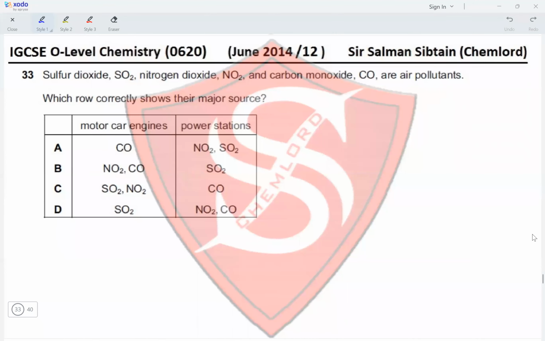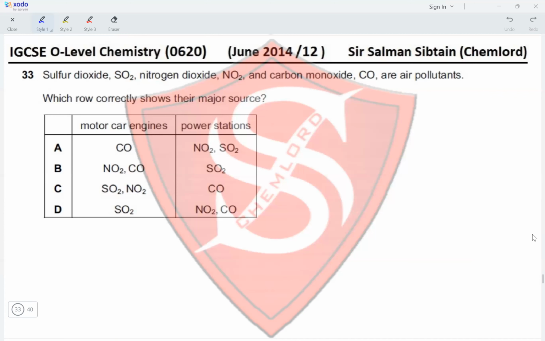Question 33. Sulfur dioxide, nitrogen dioxide, and carbon monoxide are air pollutants. Which row correctly shows their major source? So motor car engines, the major source for nitrogen dioxide, because nitrogen dioxide forms because of the high temperatures of the car engine. And we have carbon monoxide because of incomplete combustion of fuel.